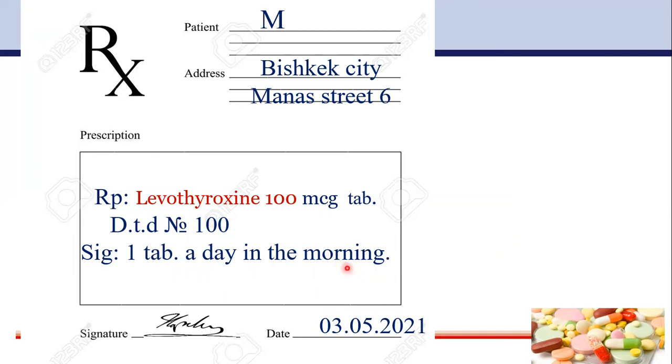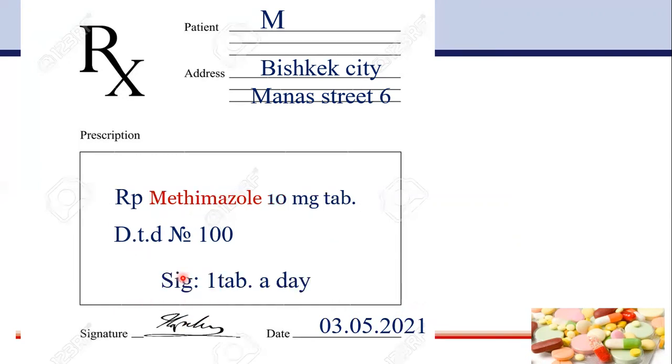Of course, you should put the date of prescription and your signature. And the next drug is methimazole. Methimazole 10 milligram tablets, dentur tales doses number 100, and signature one tablet a day in the morning before breakfast. And you should put the date of prescription and sign. Okay, you should be able to write a prescription in such a way.